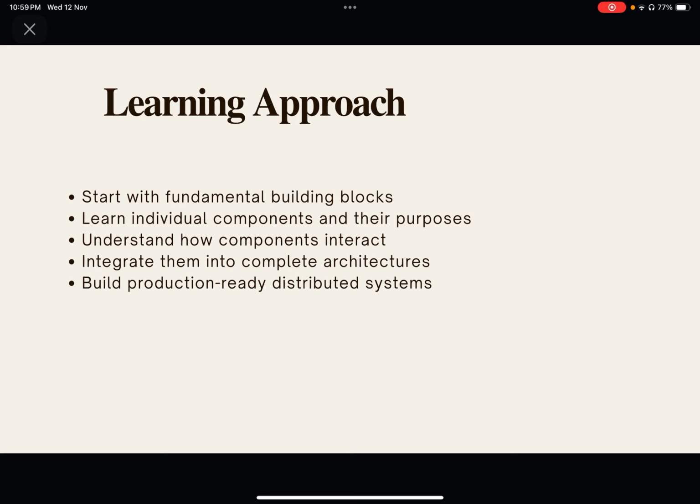And what is the learning approach that we will follow? We will basically follow the bottom-up methodology. We won't start by designing something like Netflix or YouTube right away. Instead, we will begin with fundamental building blocks, understanding what each component does and why it exists. Then we will learn how these individual components work and interact with each other. Gradually, we will integrate these pieces into complete architectures. And finally, we will understand how to build production-ready distributed systems. This structured progression ensures that we have a solid foundation before tackling complex designs.